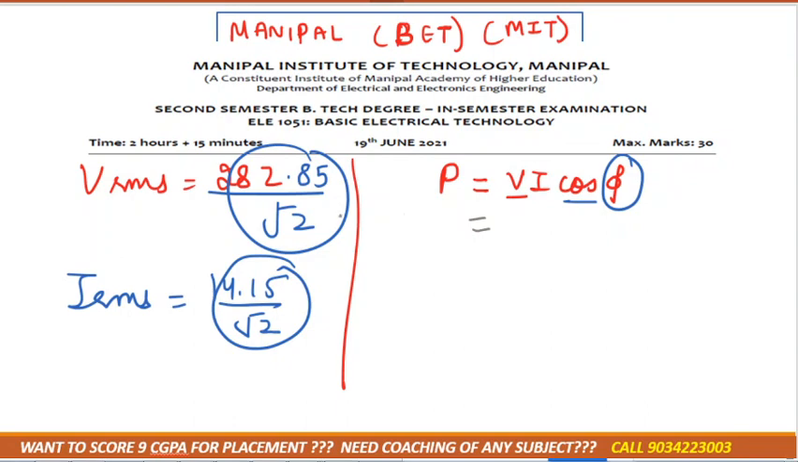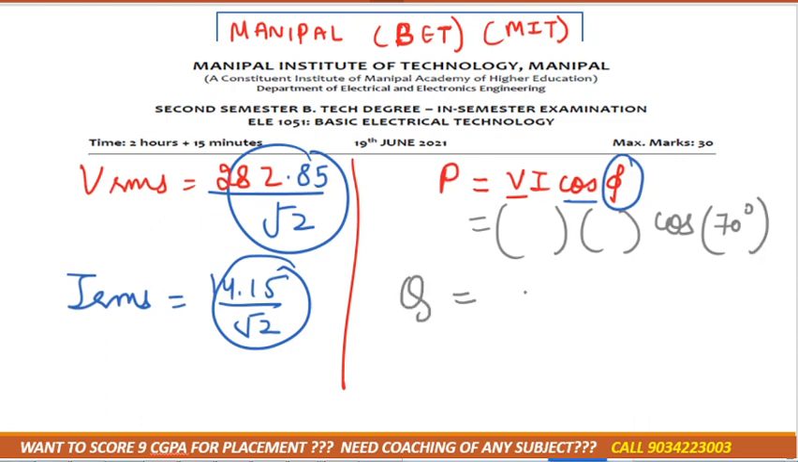Now we'll have V, this one, I, this one, cos of 70 degree. Similarly, we'll get the reactive power, that is VI sine phi, we will have all values. Similarly, we'll get the apparent power, VI.